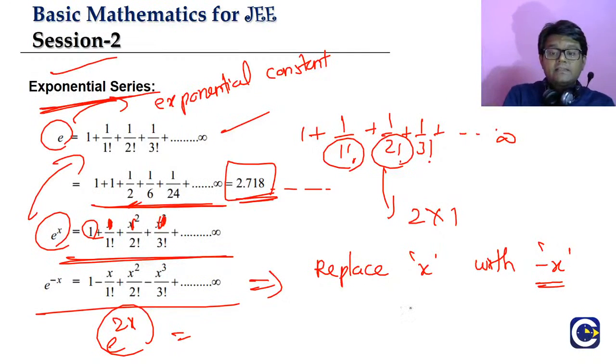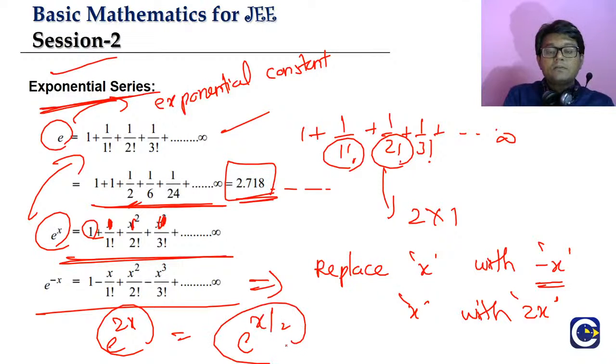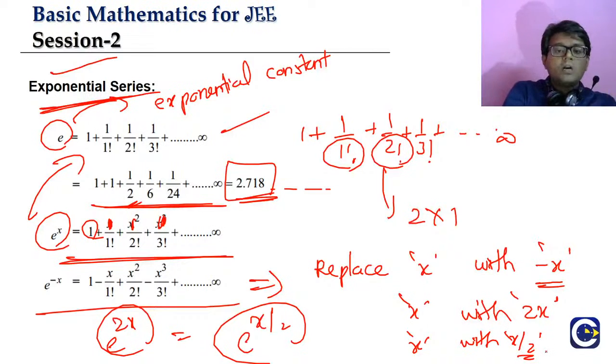Wherever we have x, replace x with 2x. That's it. If you want to write the e power x by 2 expansion, what will we do? Replace x with x by 2. So whatever the modification, in the entire series we are going to replace it. So this is how we are going to look at the e power x expansion.